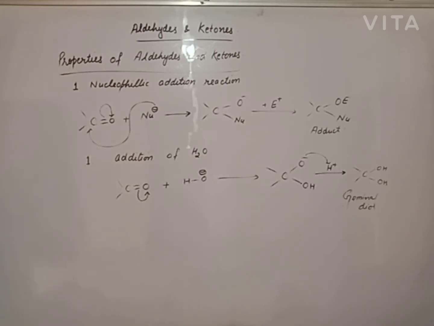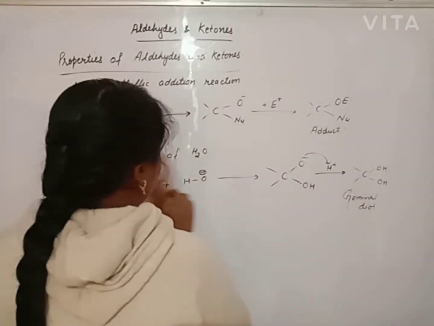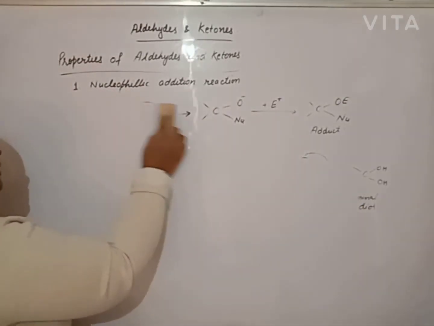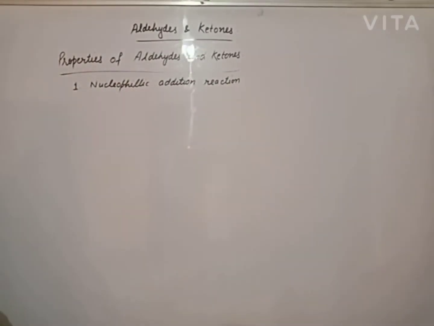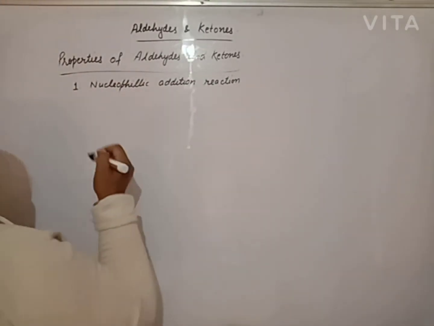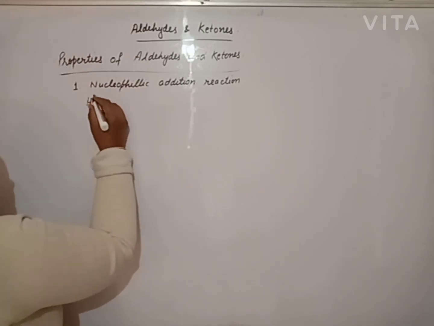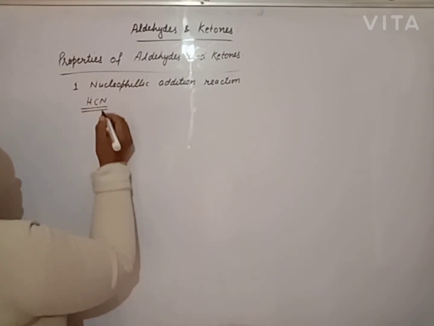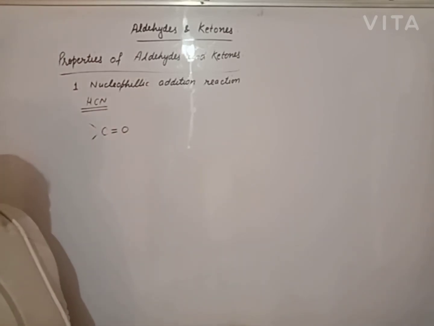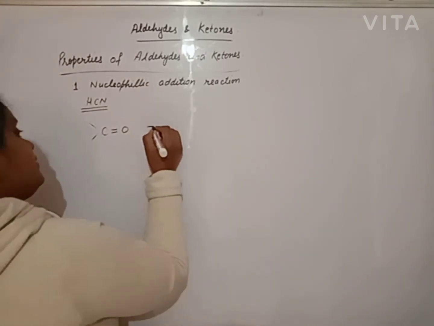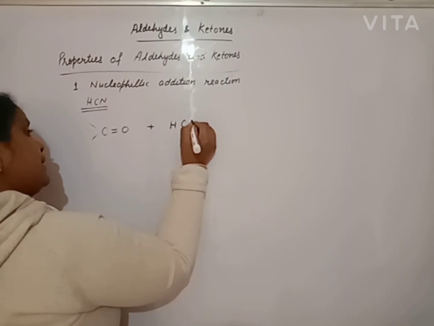and one of the most important reactions you studied in the chapter alcohol and phenol, that is the reaction with Grignard's reagent. Then under this category, the second type of reaction, addition of hydrogen cyanide. When the carbonyl group, either aldehyde or ketone, comes in contact with hydrogen cyanide.